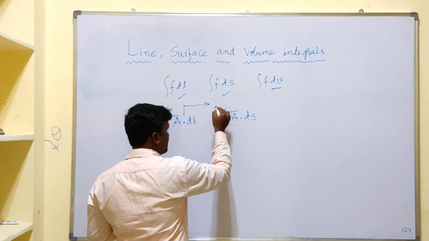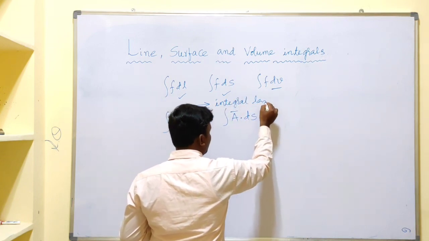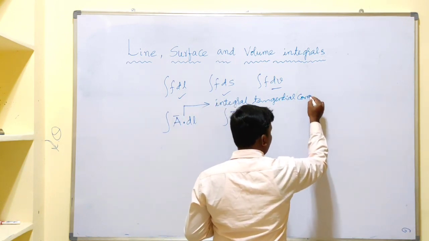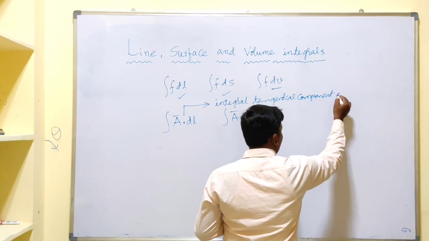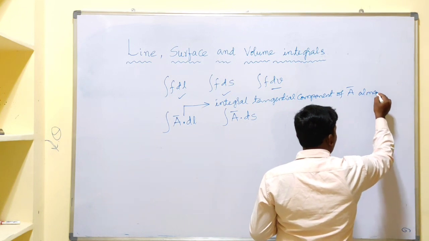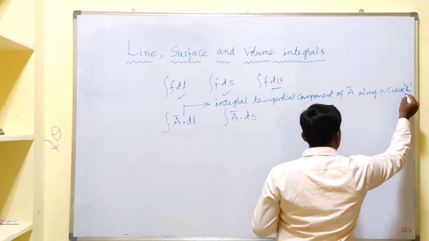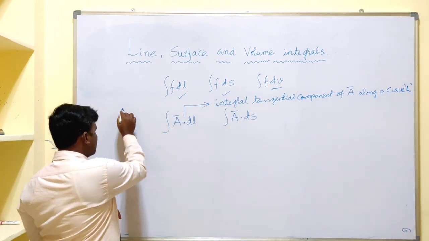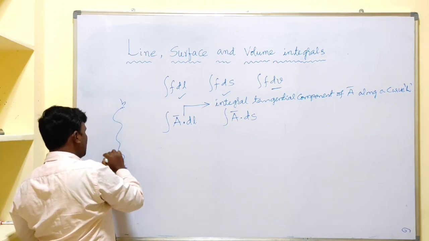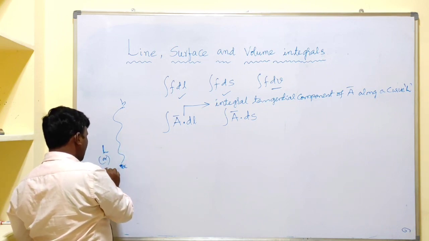What does this line integral of A represent? It represents the integral of the tangential component of vector A along a curve L. Let us consider a curve that extends from a to b, of length L. The curve is represented by L or C. We can take L or C.